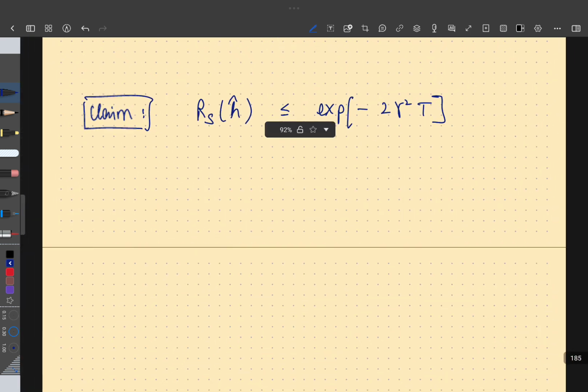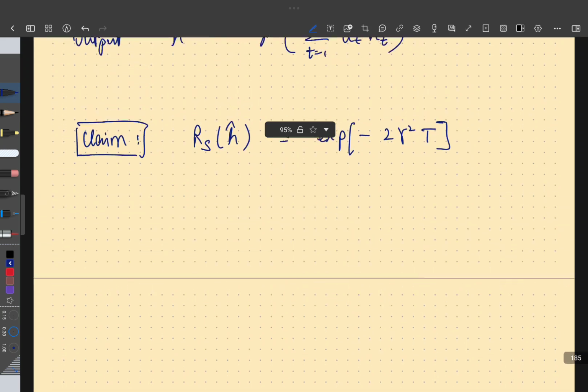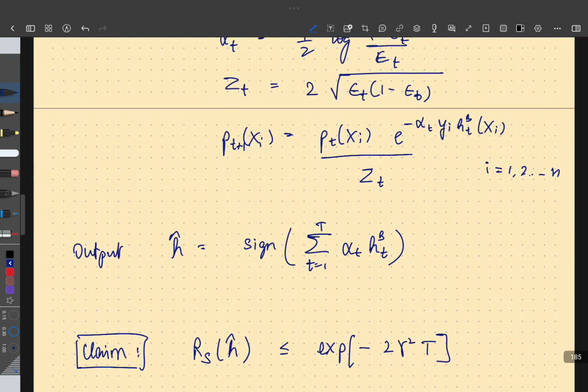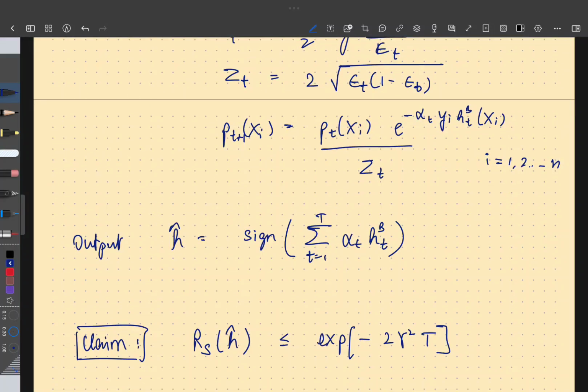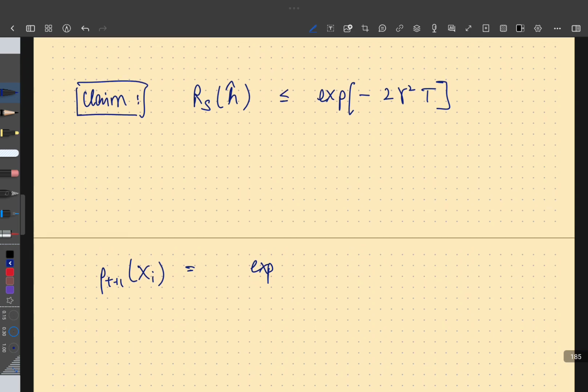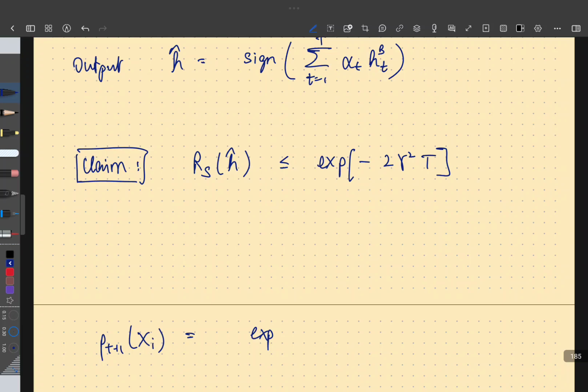The proof of this claim is fairly simple. So let's do that, and at the same time also look at this update rule a little more carefully. So let's take a look at p_{t+1} of x_i. This is equal to... What is gamma here? We're assuming that we have a gamma weak learner. Yes, that's the gamma.